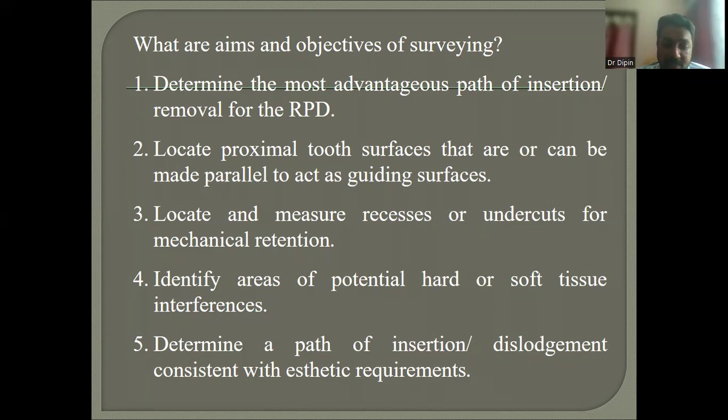And to determine a path of insertion or dislodgement consistent with the aesthetic requirements. Mainly for a Kennedy's class 4 situation where anterior teeth are missing. In those situations, if the surveying is not done properly, if the cast framework is not fabricated properly, it will cause some aesthetic concerns also, like when the denture is inserted, the clasp will be in a visible area. So along with the other things, we have to see the aesthetic concerns of the patient also.